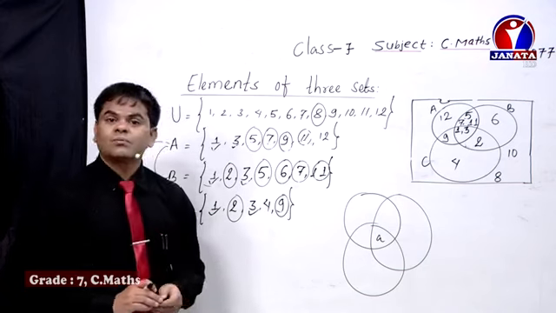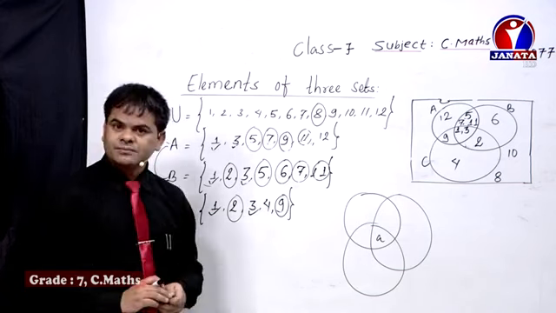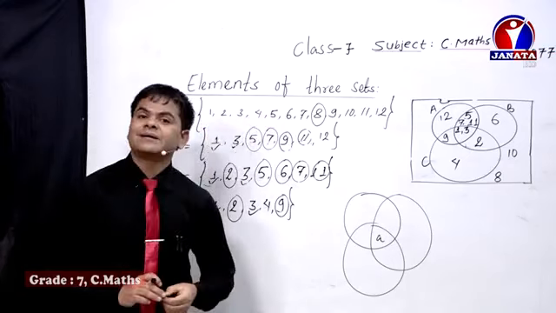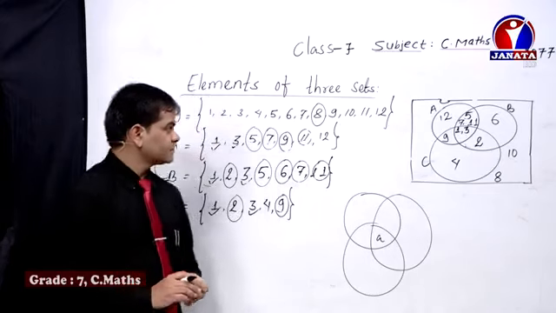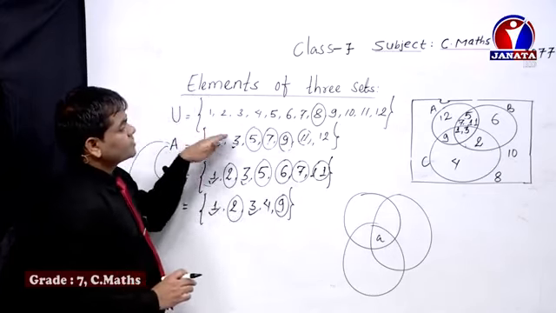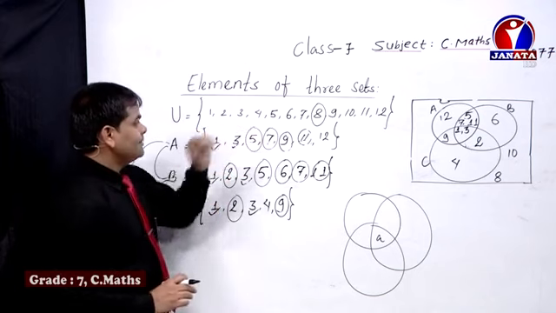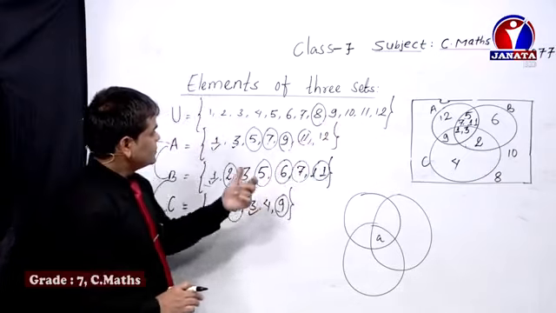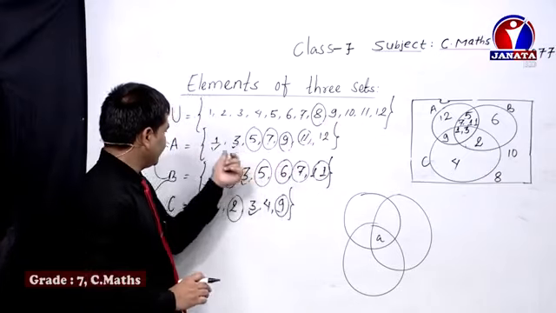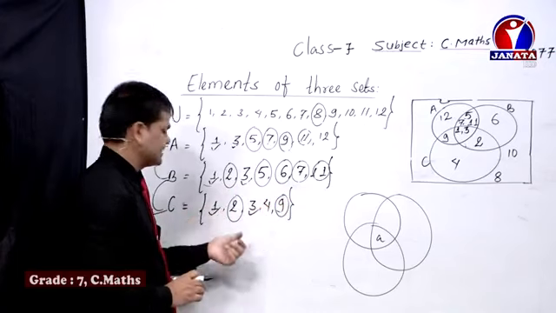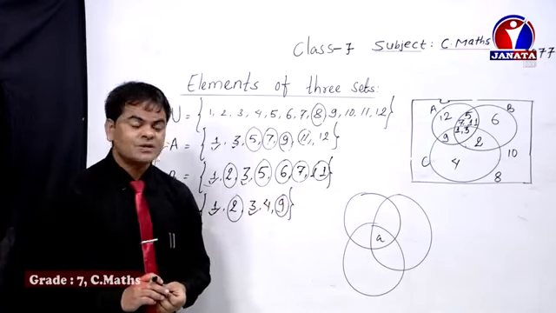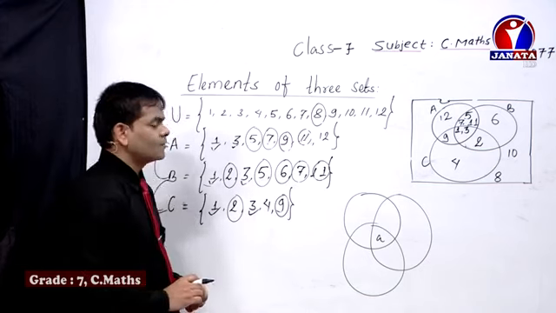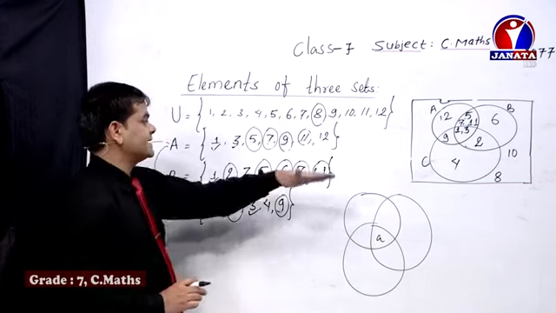Only at the time the Venn diagram becomes correct when we are able to keep all the elements of the universal set. If you see in the universal set, dear students, all the elements are kept except 8 and 10, because these two elements are not found in A set as well as B set as well as C set. So these are not the elements of A, B, C, so they belong to the complement area. So we kept 8 and 10 outside.